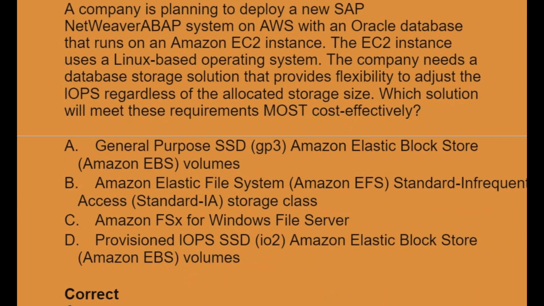Option A, general purpose SSD GP3 Amazon Elastic Block Store, Amazon EBS volumes. Option B, Amazon Elastic File System, Amazon EFS Standard Infrequent Access, Standard-IA storage class. Option C, Amazon FSx for Windows File Server. Option D, provisioned IOPS SSD IO1 Amazon Elastic Block Store, Amazon EBS volumes.